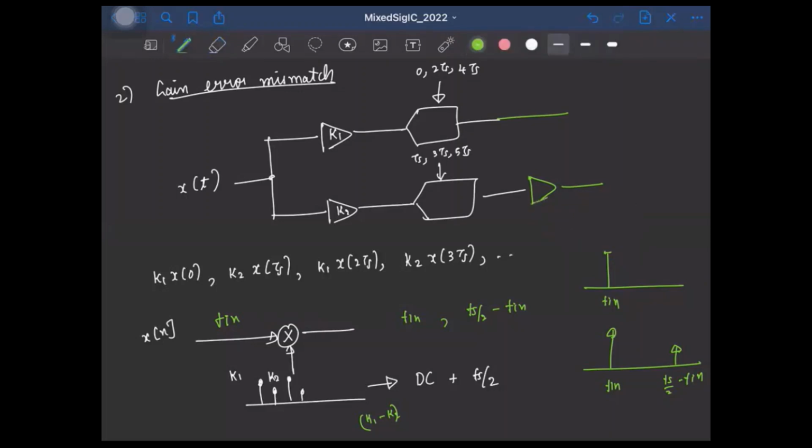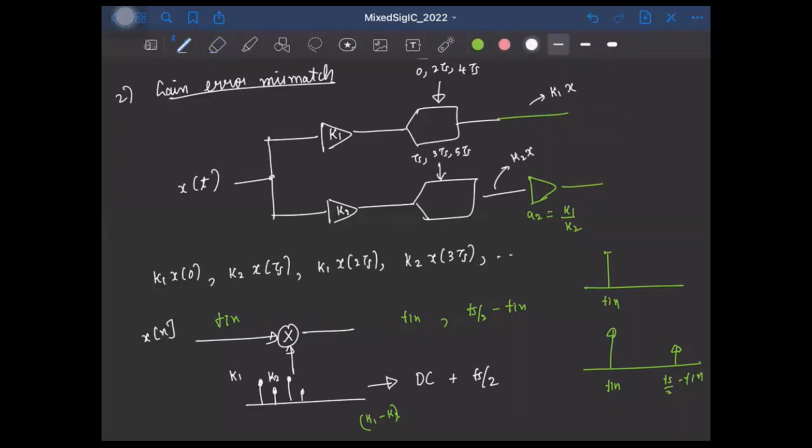So if the gain here, for the second ADC, is chosen to be K1 by K2, right? So what will happen? So here I'll have K1 times X. Here I'll have K2 times X. But here I'll have K1 by K2 times K2 times X. So which means I'll get back K1 times X, right? So there will be no gain error mismatch in these two parts.